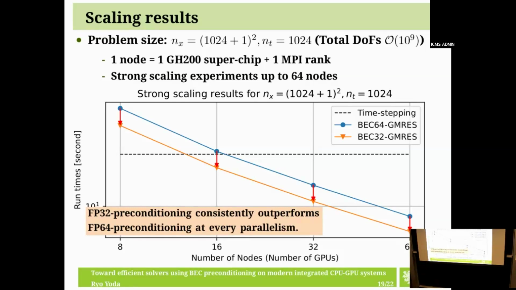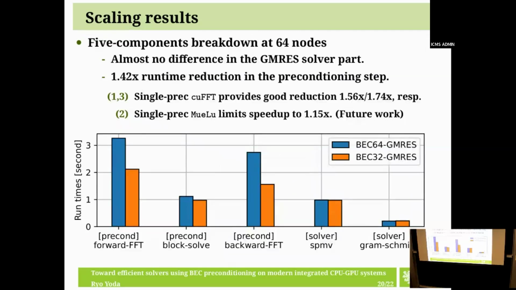Lastly, in order to investigate the difference between the single pressure case and the double pressure case, this is the last figure in this presentation. Focusing on the largest problem size, the 64 node case, this figure shows a 5 component breakdown of the runtime. The first 3 parts correspond to the 3-step preconditioning steps. The other parts correspond to the outer GMRES part.